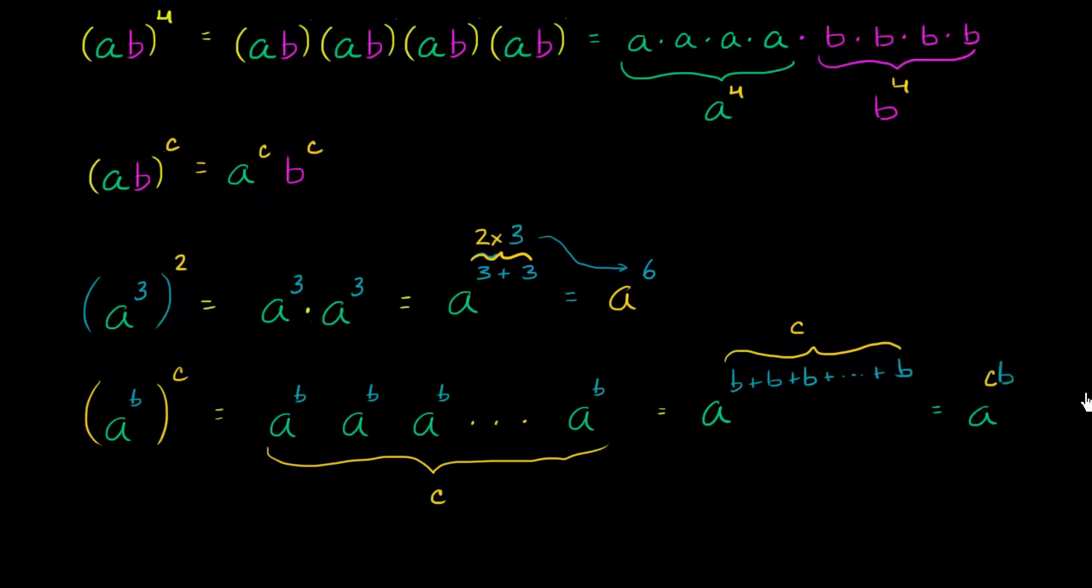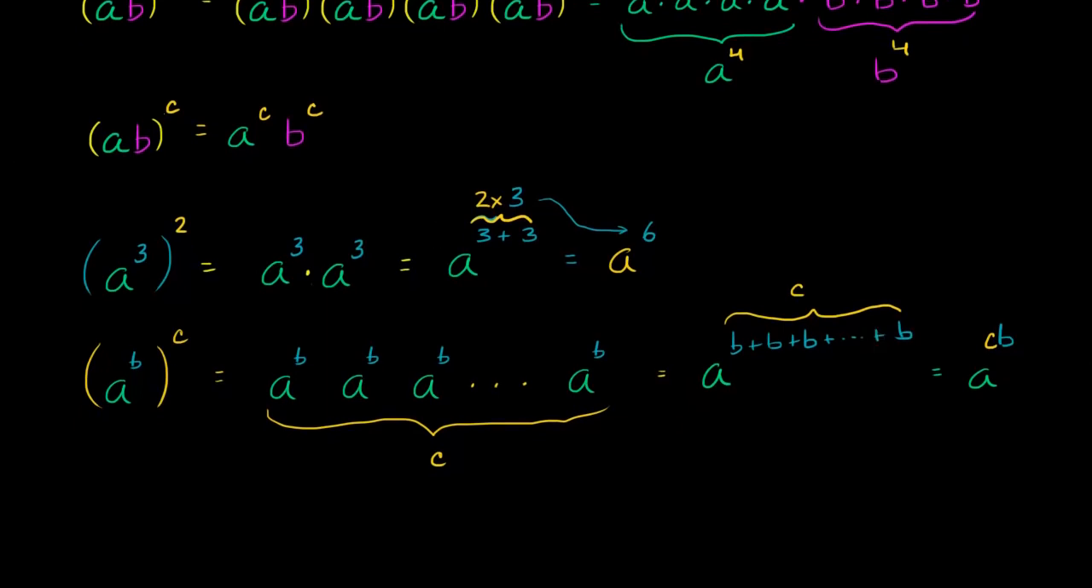So very useful. If someone were to say, what is 35 to the third power, and then that raised to the seventh power? Well, this is obviously going to be a huge number, but we can at least simplify the expression. This is going to be equal to 35 to the product of these two exponents. It's going to be 35 to the 3 times 7, or 35 to the 21st power.